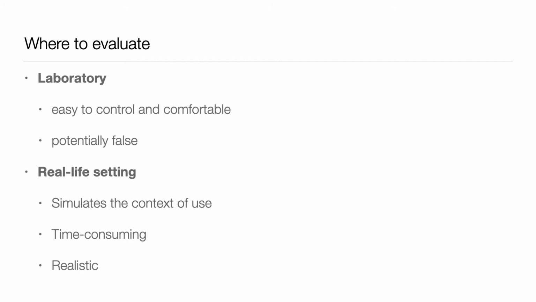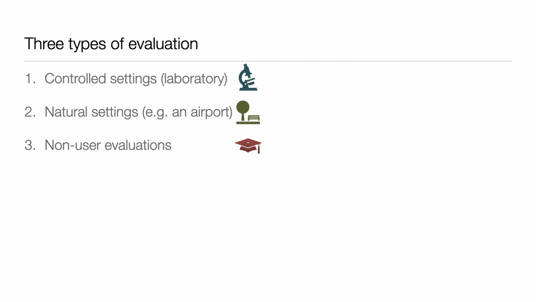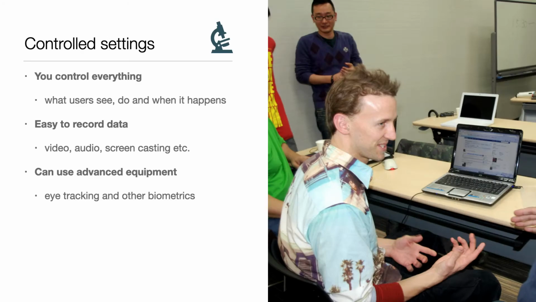A real life situation is much better, where you're going out and talking to real people on the bus, in coffee shops, in all these places. It's very time consuming, but that gives you the best results. There are 3 kinds of evaluation that you can do. As I said before, there's controlled in a laboratory, there's natural, such as an airport somewhere, or there's a third one, which is non-user evaluations. Let's start looking at the first one, controlled settings.